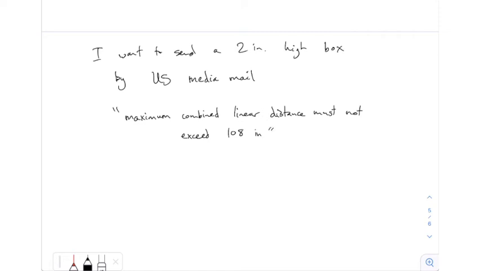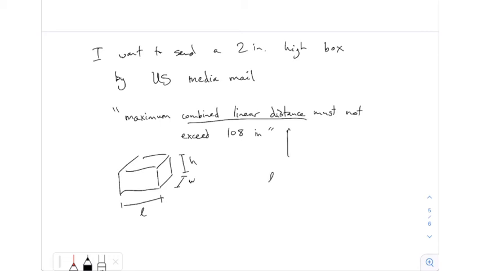Where combined linear distance of a rectangular box, a rectangular box has a length and a width and a height. Let's call it this: length, width, and height. This combined linear distance means the length plus the width plus the height. I find this to be a very strange measurement. Why don't they just use the volume to tell how big the box is? You ask the person at the post office, how big is my box allowed to be? The answer is not in terms of the volume. It's in terms of this weird measurement. You add together the 3 dimensions rather than multiplying them. This seems strange to me. Why don't they use the volume?